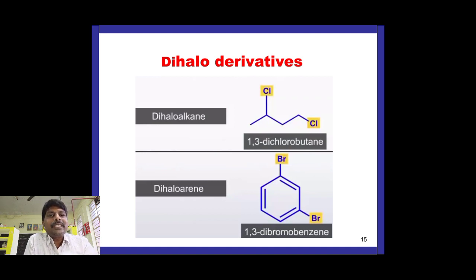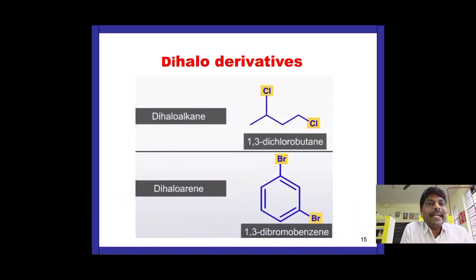Next you see the next one, 1,3-dibromobenzene. Why is it called that? In benzene, two hydrogen atoms are replaced by 2 Br atoms, bromine atoms. So it is also a dihalogen derivative, 1,3-dibromobenzene. So you can see dihalo derivatives.